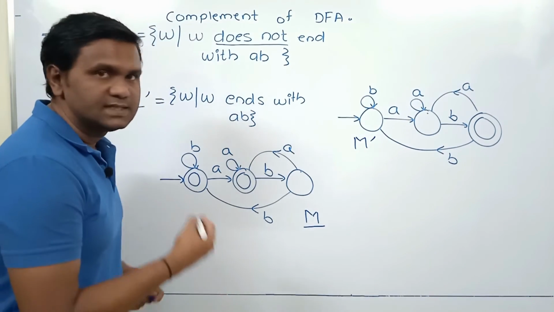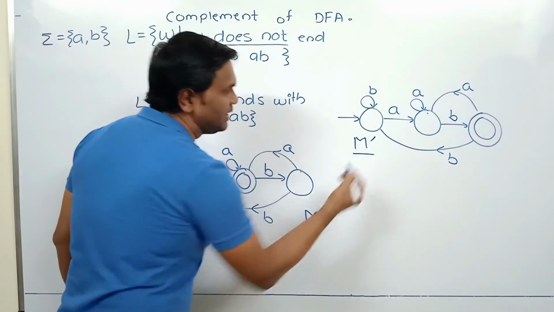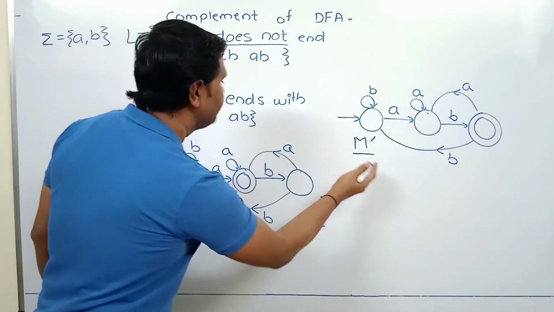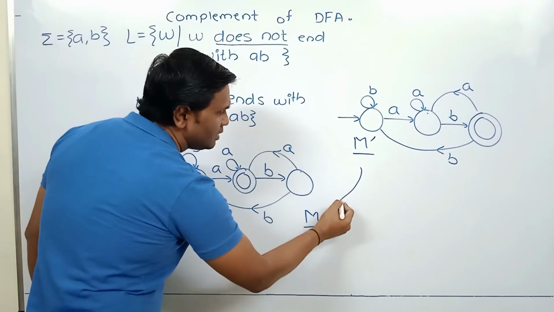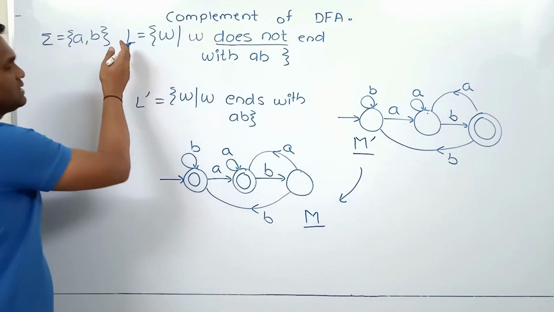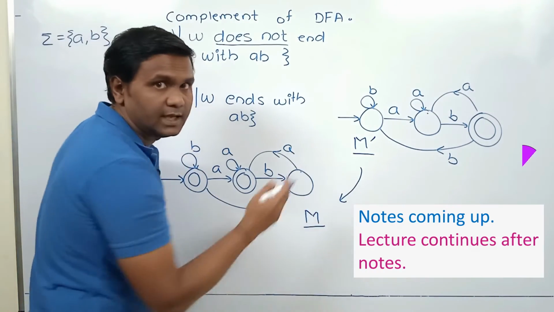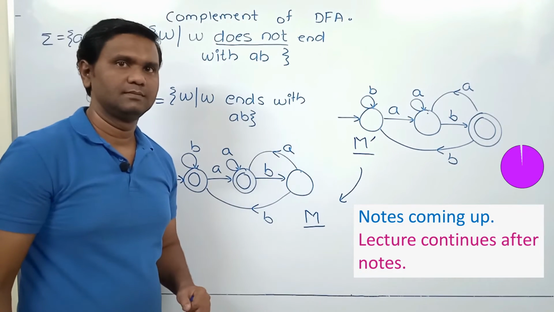Now if you are using this strategy, remember that first you are designing M complement. First you are designing the DFA for L complement. So you have to remember to take the complement of M complement, and this is the DFA for language L. If you forget this step, then your answer may go wrong. So remember this step.